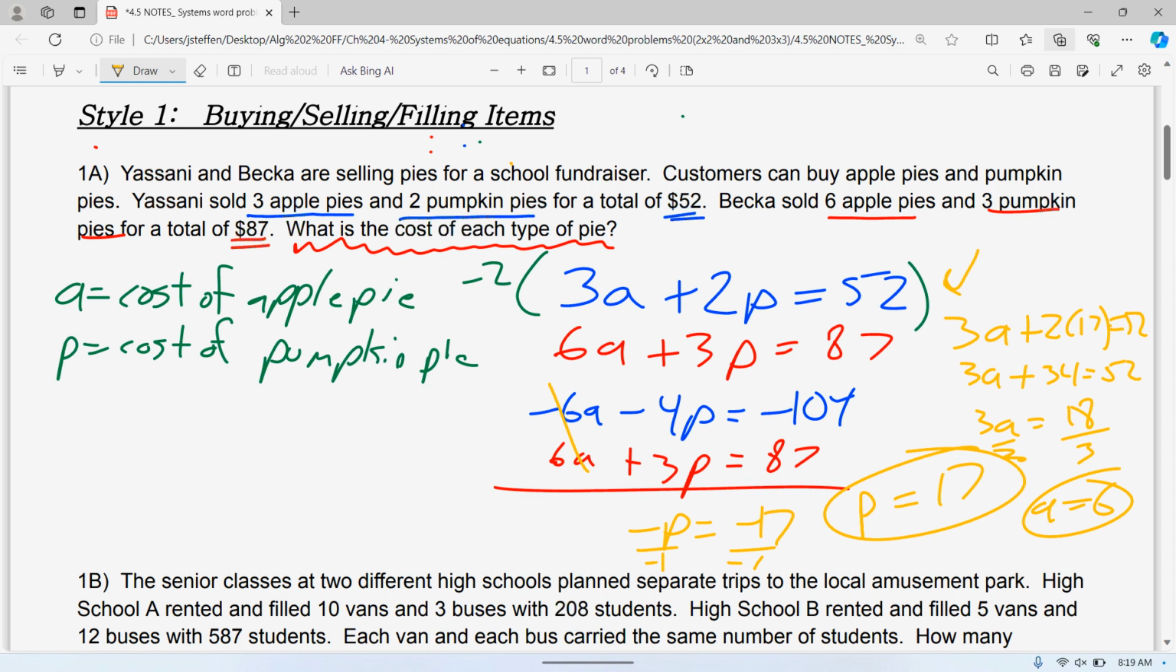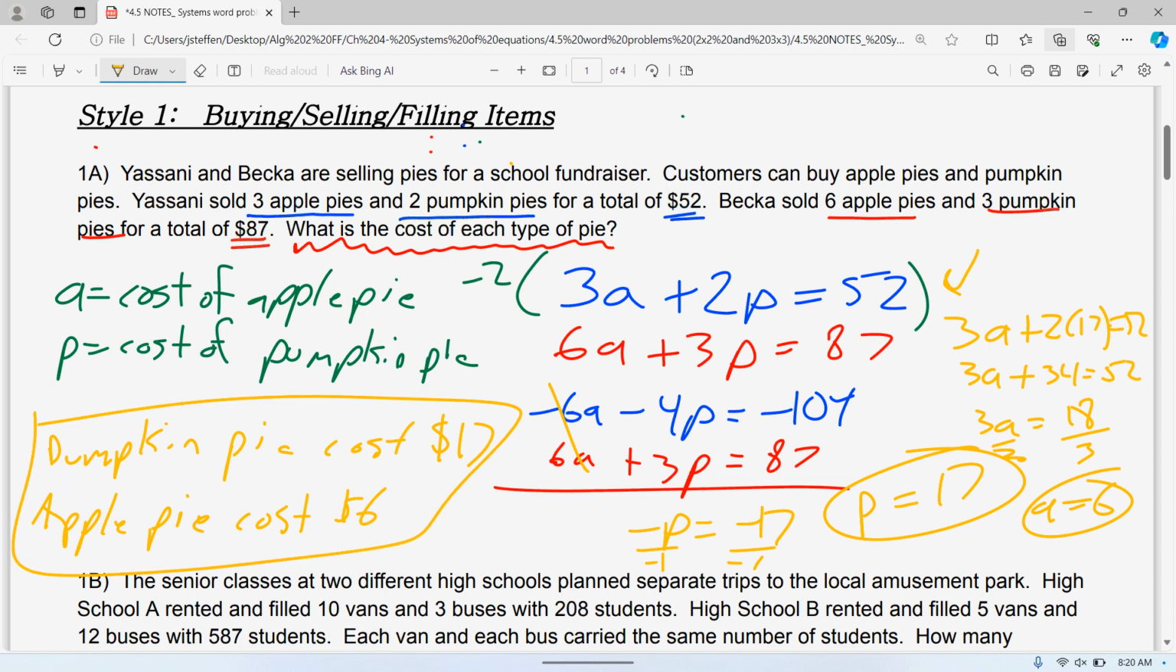And answer that question. The way I would like you to look at this is, if you were in the situation and one of your friends said, so what was the cost of each type of pie? How would you answer that question? Sometimes you have to be a little more descriptive, but for the most part, just answer that question. So how much does it cost for each type of pie? I would say pumpkin pie costs $17. Apple pie costs $6.